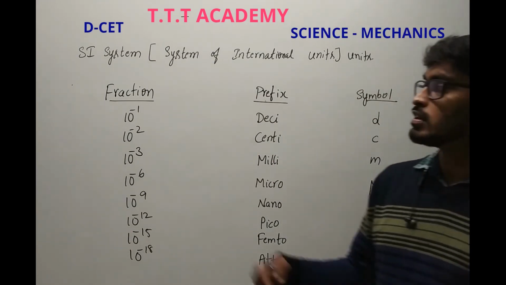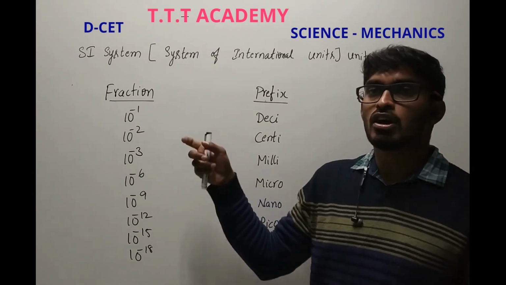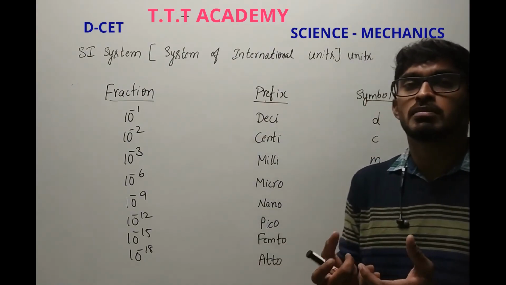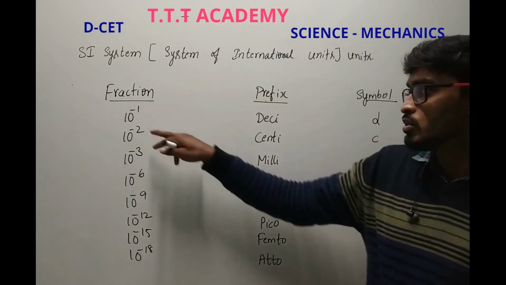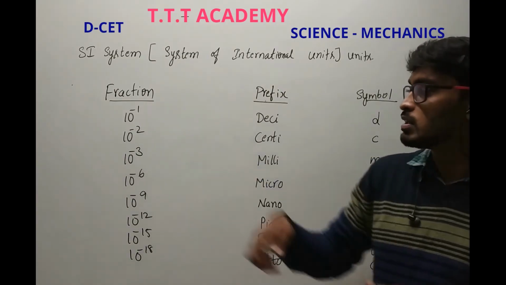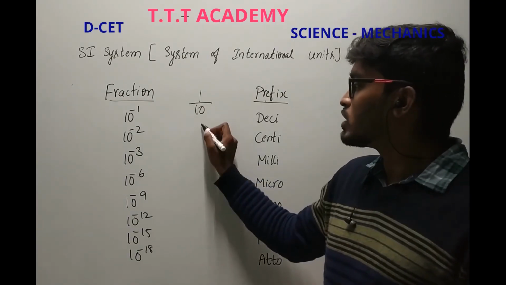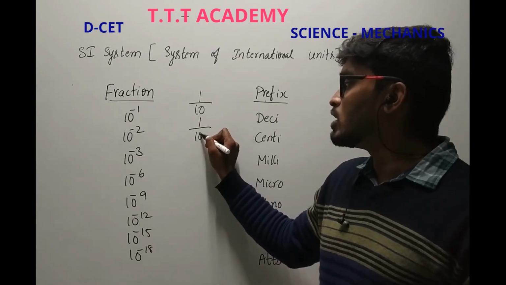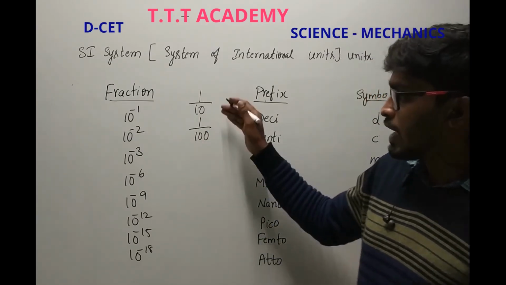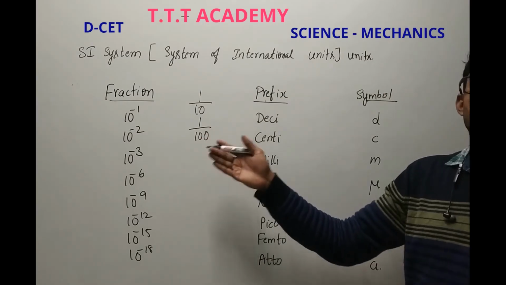Here, a submultiplier is used to measure in the lesser range, the smaller particle. So here 10 to the power of minus 1 means you divide by 10. 10 to the power of minus 2 means dividing by 10 square, which is 100. Like that, you are decreasing the range.